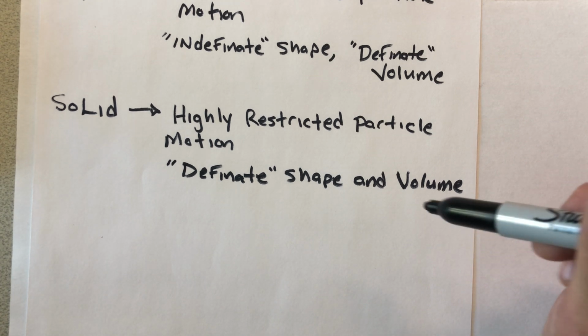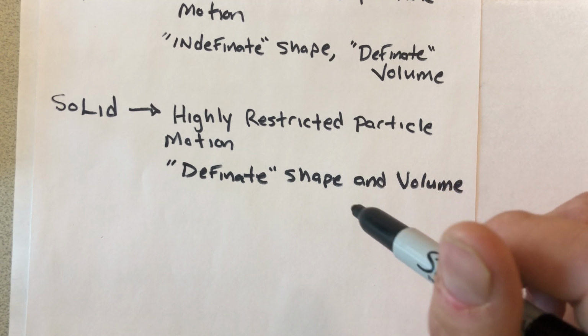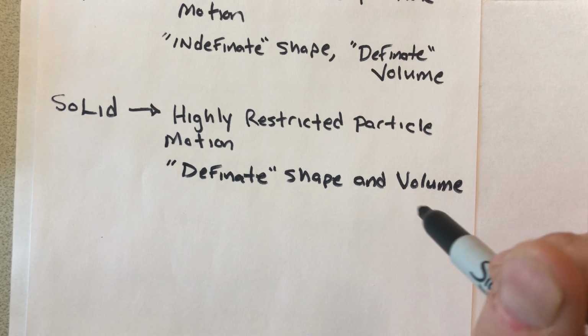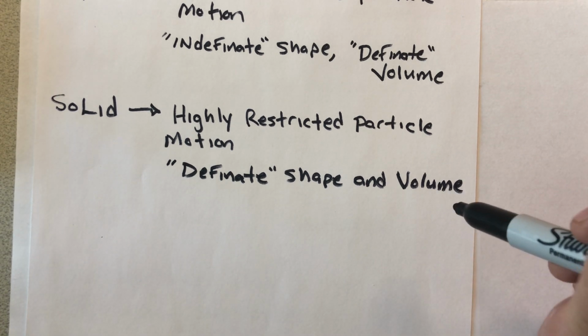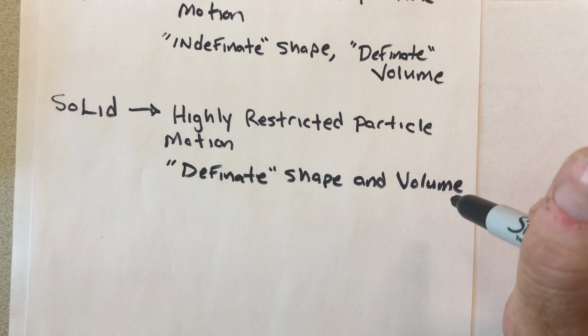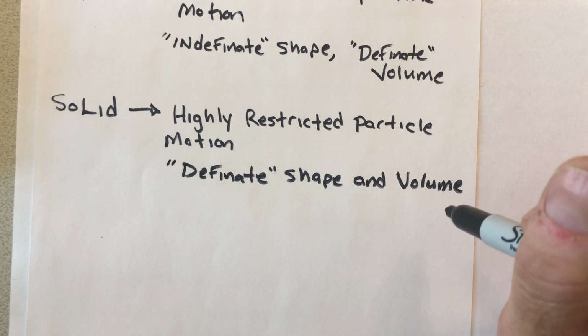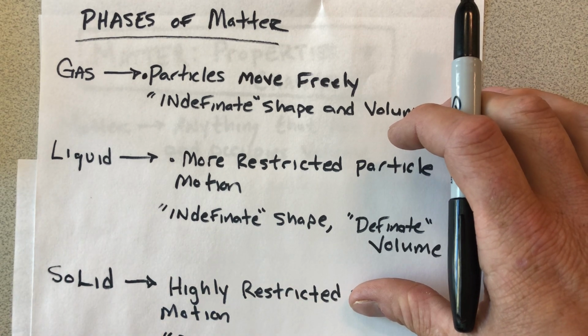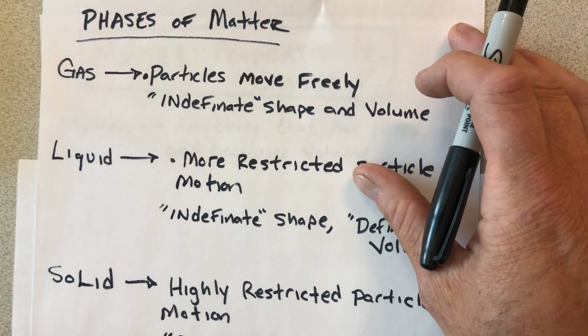That means the shape of a solid is what it is. It doesn't take on the shape of a container or anything like that. And of course, you can't constrict the volume of a solid substance. So those are the three phases that we talk about here in chemistry class.